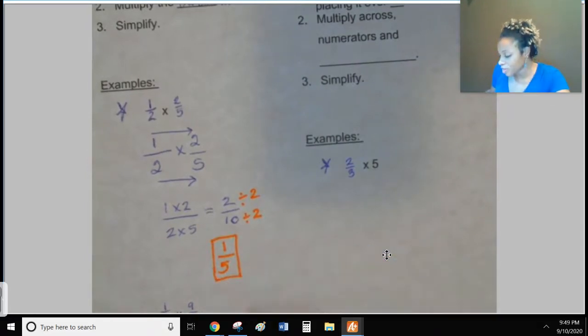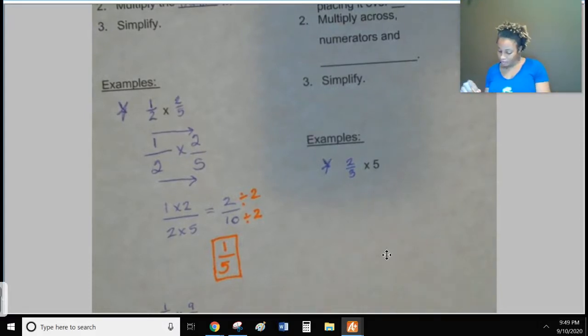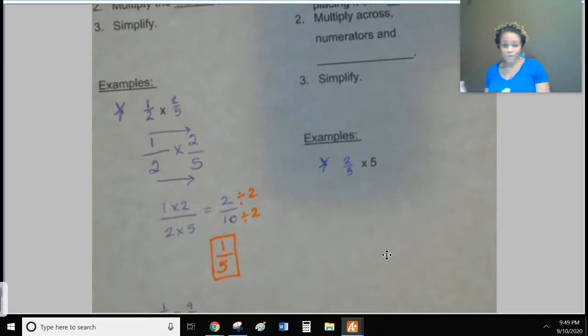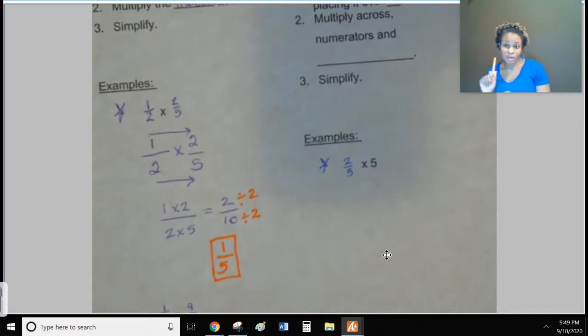Is 1/5 smaller than 1/2? Yes. Is 1/5 smaller than 2/5? Definitely. So our estimation was right on. So if I multiply a fraction times a fraction, you should be able to check your work that the product is smaller than the original fractions.